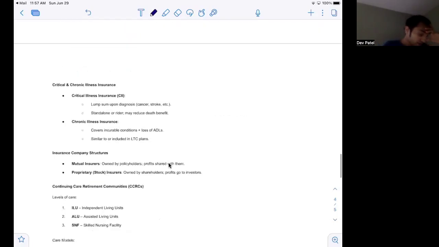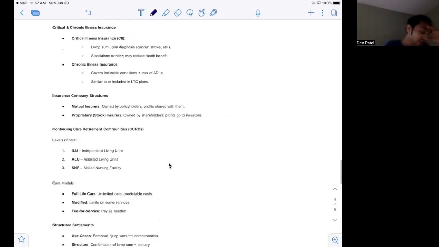And then let's see, insurance company structure. So mutual insurers are owned by the policyholders, so the profits are shared with them, whereas proprietary insurers are owned by the shareholders. There can also be some with-profit policyholders, but typically proprietary insurers are owned by shareholders. Profits go to investors, whereas mutual insurers are owned by policyholders.